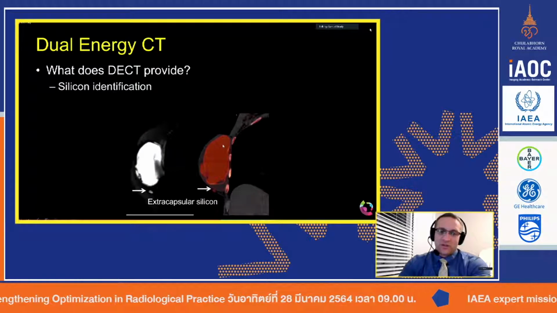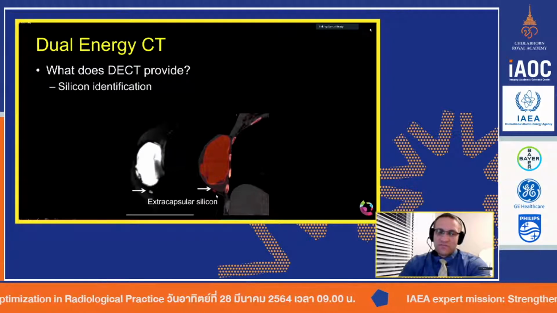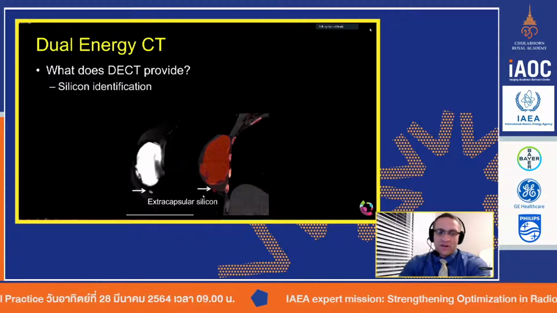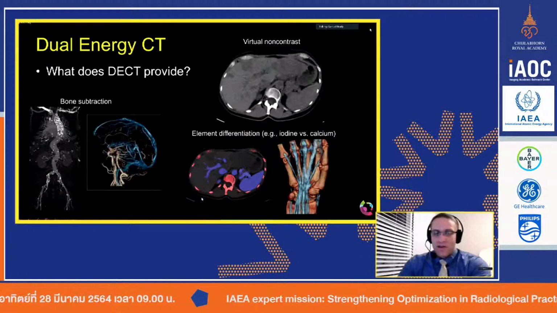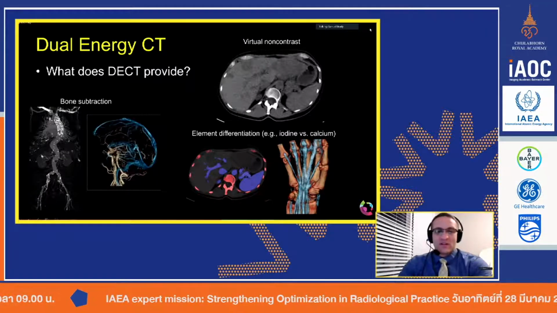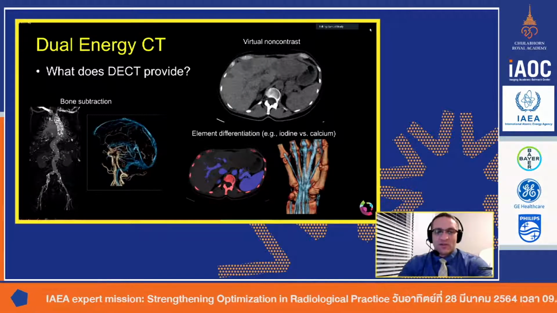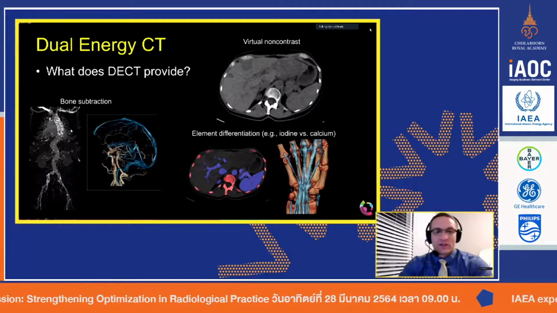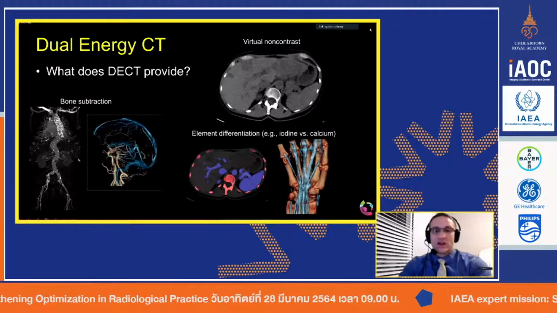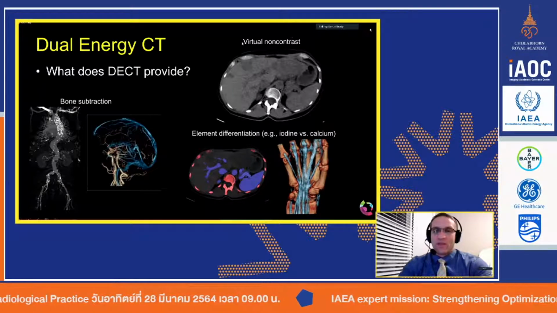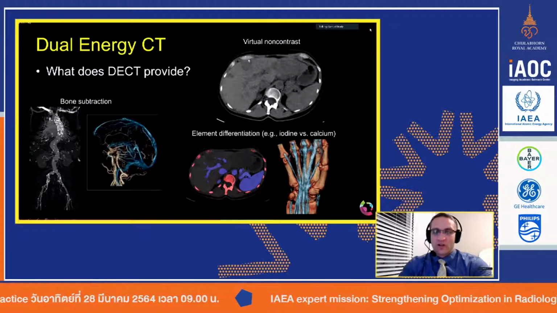With dual energy, of course, silicone versus soft tissue is highly differentiable, so it's something we can distinguish very quickly. What else can we do? Well, if you have two distinct objects with two distinct atomic numbers, you can quite literally subtract one of those out of the reconstructed image. So you can do bone subtraction, you can do iodine subtraction, and get what we call a virtual non-contrast image.